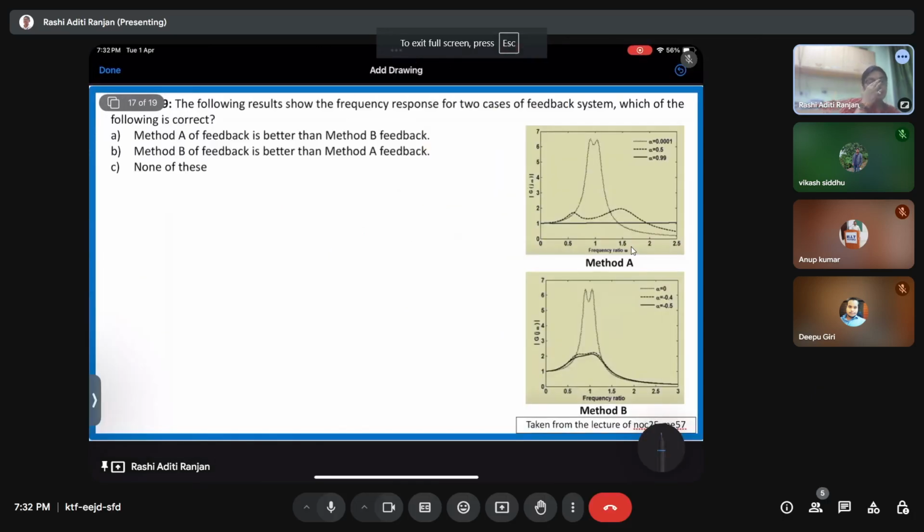Okay. The following results show the frequency response for two cases of feedback system. Which of the following is correct? Firstly, what is a feedback system? A feedback system refers to a system wherein we use the feedback. System response, we take it, we feed it into the system again so that my response of the system I can control, right?